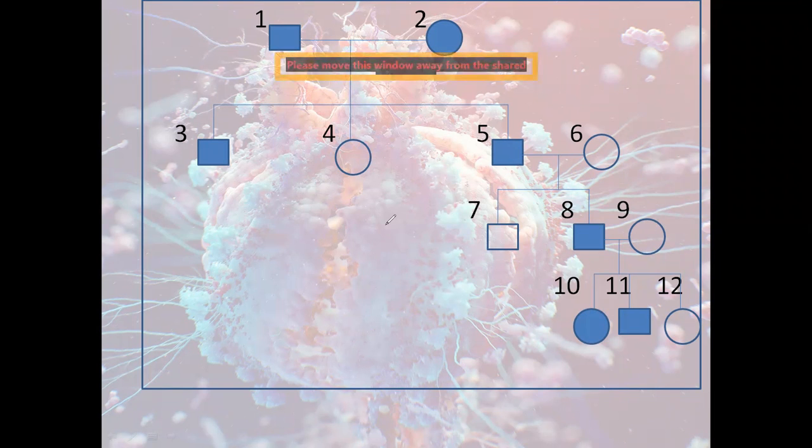Mm-hmm. But here, pay attention. I told you we have a different scenario here. The allele of the disease is not recessive. The allele of the disease is dominant. So here, let's start step by step.